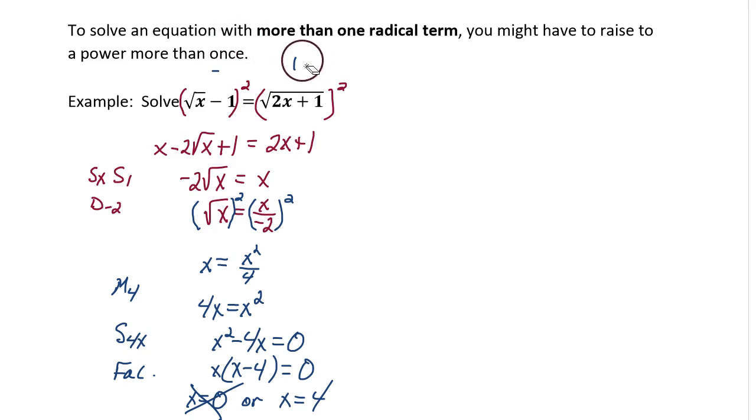Now let's try the answer of 4. The square root of 4 is 2, and 2 take away 1 makes 1. Now over here, 2 times 4 is 8, and 8 plus 1 is 9, and the square root of 9 is 3. Those aren't equal either. You have to cross it out. We don't have any other choices, so this one is empty set.